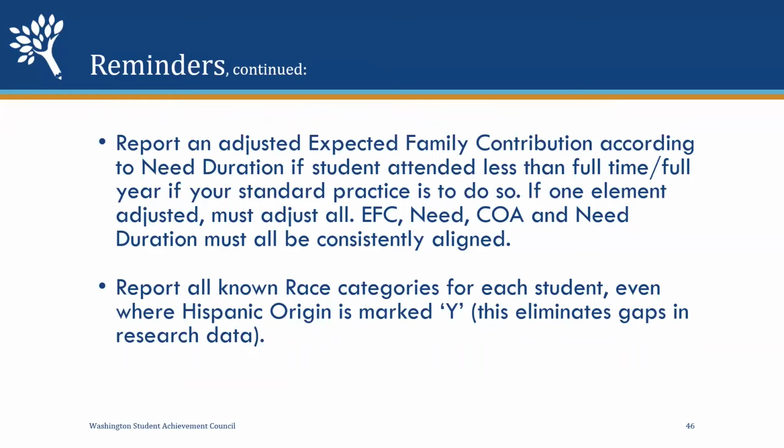Just a few reminders: report an adjusted expected family contribution according to the need duration if a student attended less than full-time, full year, if that's your standard practice. If one element is adjusted, you must adjust all. EFC, need, cost of attendance, and need duration must all be consistently aligned. Report all known race categories for each student, even where Hispanic origin is marked Y. This eliminates gaps in the research data.